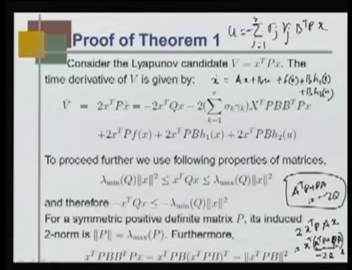Okay. We have already said that, given A, we have this condition: A transpose P plus P A equals minus 2 Q. So, writing that, the first term, 2 X transpose P A X, can be written as minus 2 X transpose Q X.